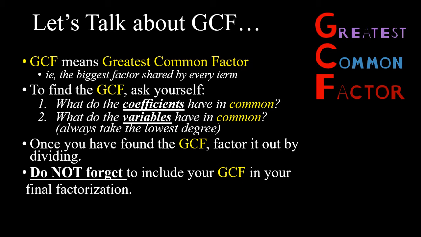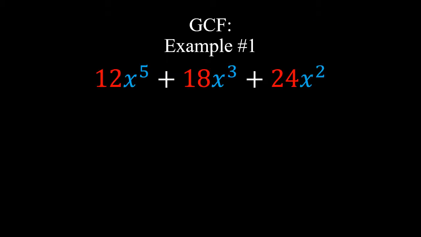I have 2 examples here for you and then a slide at the end where you can practice on your own. So let's walk through these steps one by one through these examples so you can actually see what the process is, because that will make it much easier to understand. So let's look at our first example. Here we have a polynomial. The polynomial is 12x to the 5th plus 18x cubed plus 24x squared. And the directions might say something like, find the GCF and factor it out.